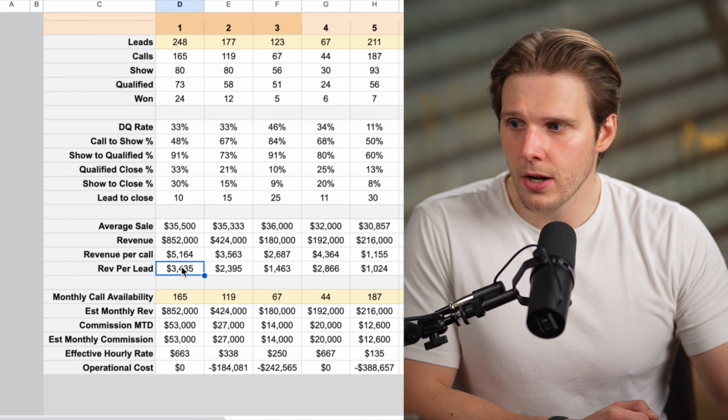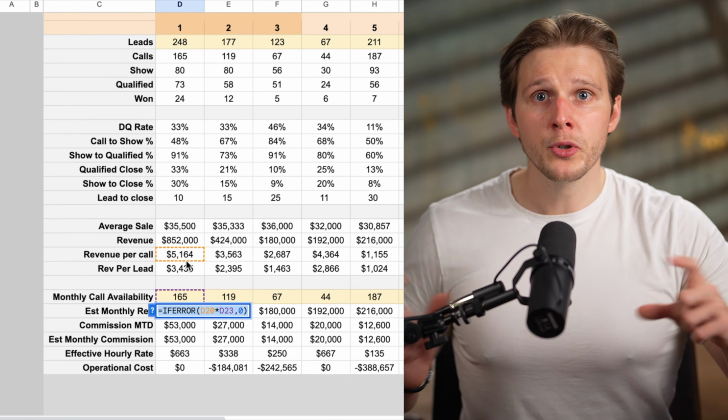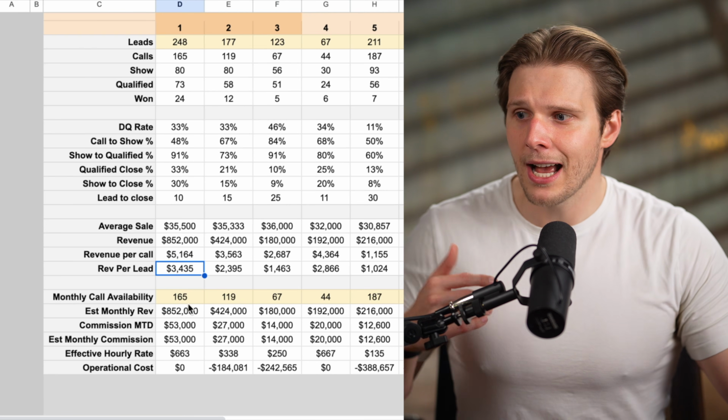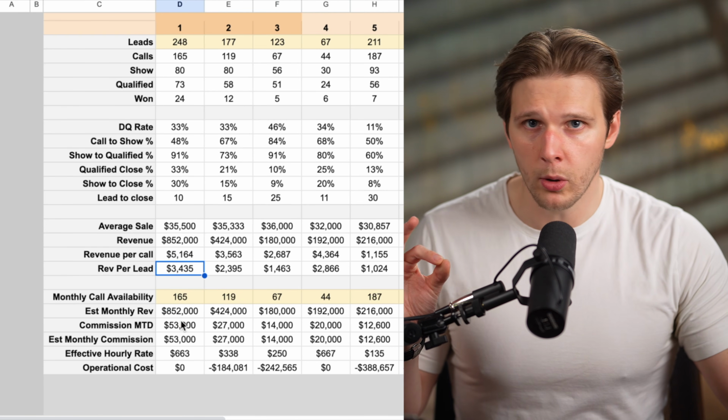Sometimes we do it with revenue per call, sometimes we do it with revenue per lead. You can choose which one you can track better or more accurately, and sometimes I flip it depending on the rep, but this allows us to forecast revenue with an incredible amount of accuracy.